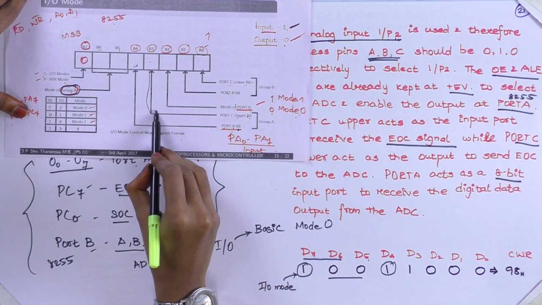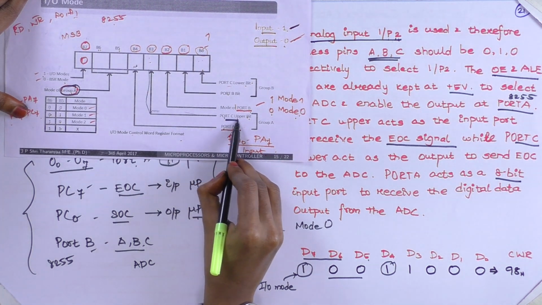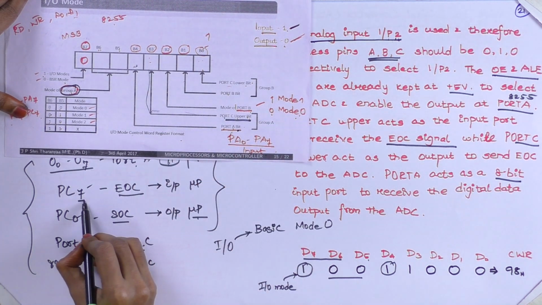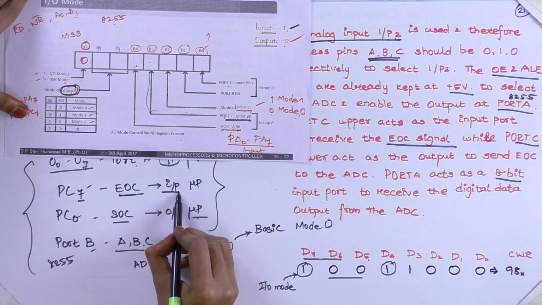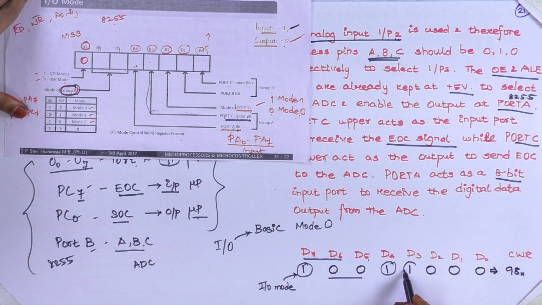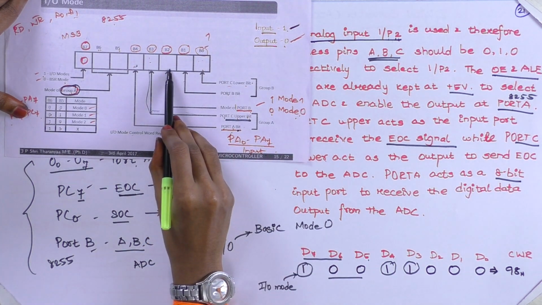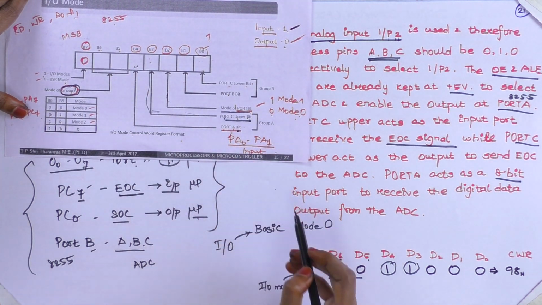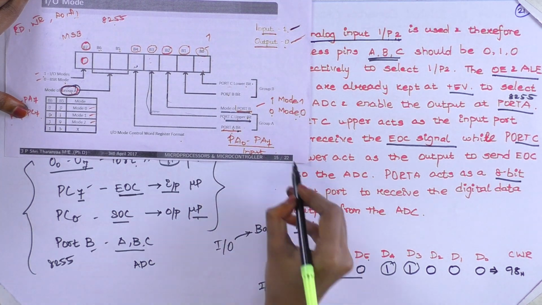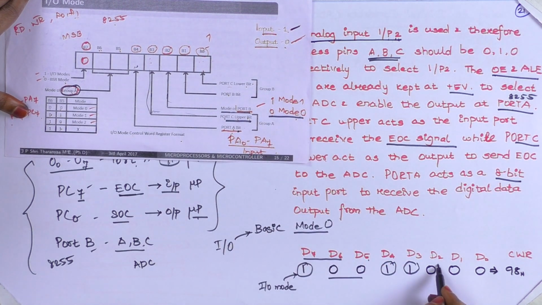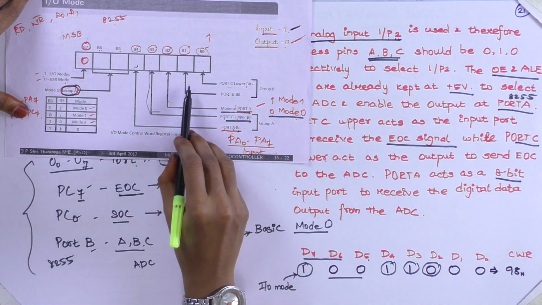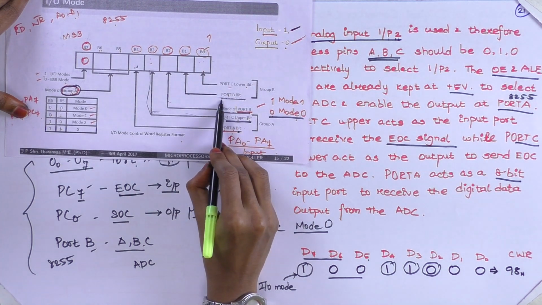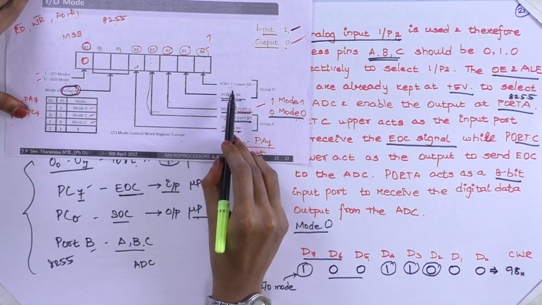Then D3. D3 is meant for port C upper. So port C upper, you are connecting the end of conversion. This is also an input. So you are supposed to give 1. Then D2. D2 decides the mode of port B. So port B, you are also using in mode 0. So you are supposed to give 0 here. Then D1. This will decide whether port B is input or output.